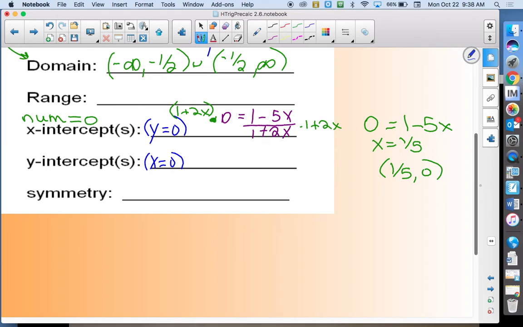And then the y-intercept, Ben said to take all the x's and let them equal 0. So we would have (1 minus 5 times 0) over (1 plus 2 times 0), which really equals 1. So that would be the point (0, 1).